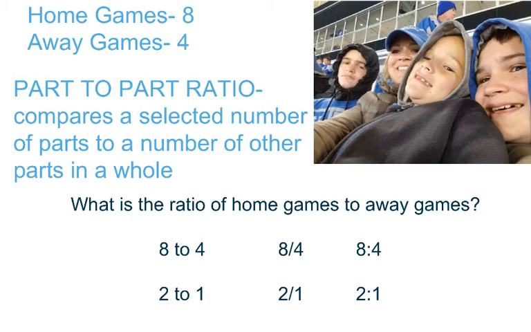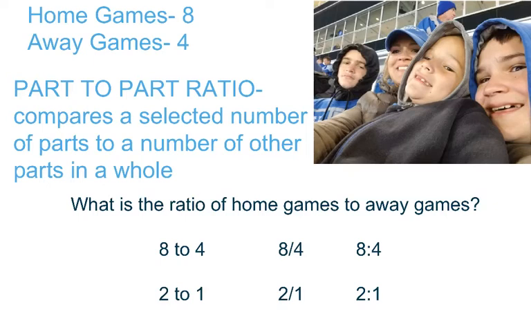Before each season begins, we like to check out how many home games and how many away games there will be. Last season, there were 8 home games and 4 away games. Let's use these numbers to help us learn about part-to-part ratios. Make sure you are getting this info in your notes. A part-to-part ratio compares a selected number of parts to a number of other parts in a whole.